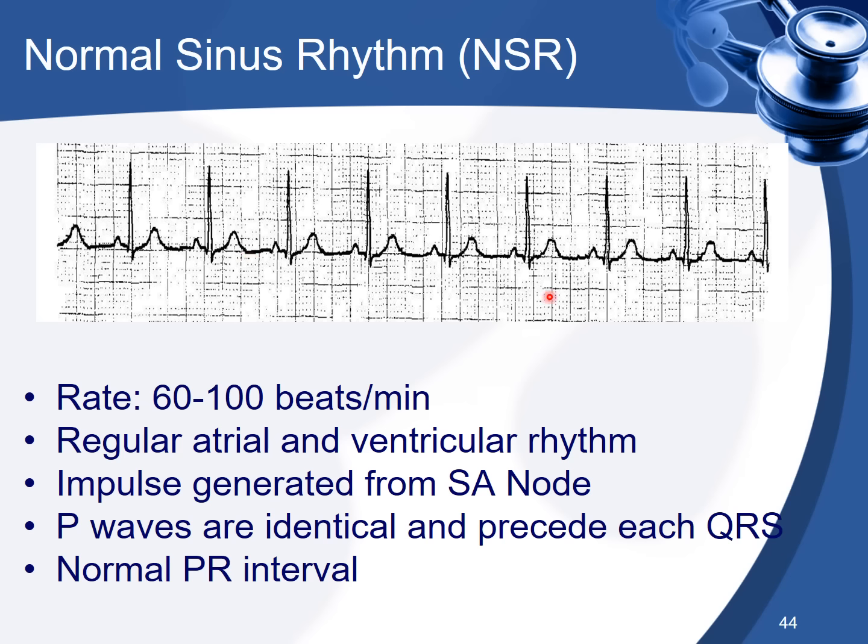Your rate should be somewhere between 60 and 100 beats. You should have normal R to R intervals, and everything should be identical to each other. This is your normal sinus rhythm. You walk into your patient's room, you look at the monitor, this is what you see. We are happy because with the normal sinus rhythm, patient is hemodynamically stable. They have a good blood pressure, they're oxygenating well, their color looks good, things are good.